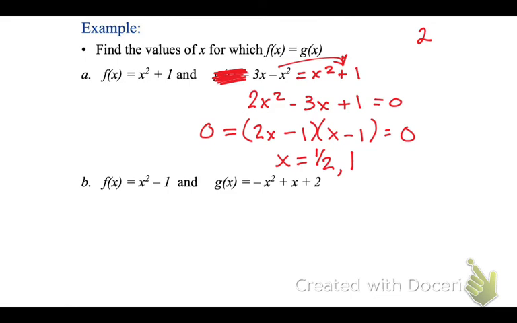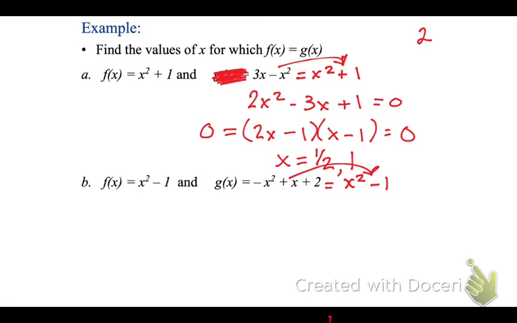Okay, what do I have to do with the next one? Set them what? Equal. So -x squared plus x plus 2 equals x squared minus 1. Hold on, I'm still writing this problem. Move the other one over. Move everything over.